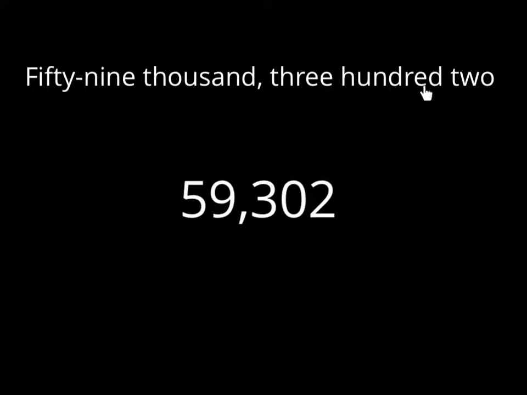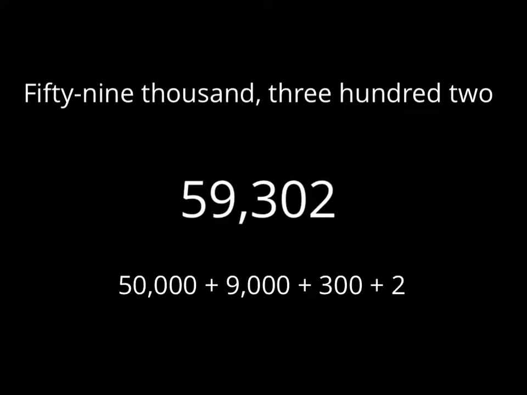59,302. Notice we don't have any tens here, so there's no reason to hyphen anything. We don't hyphen 302 because there's no digit in the tens place. When we write the expanded form, again, we do not need to show that there's no digits in the tens place, and we don't want you to. It might just confuse things.